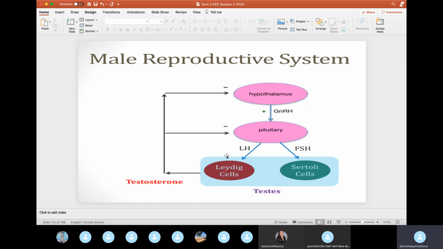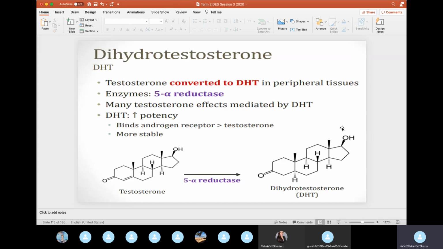When the downstream products are increased, it always produces a negative feedback to the hypothalamus and to the pituitary. To what? To decrease the release of your releasing hormone, right? From the hypothalamus and the hormones from your pituitary. Always. Negative, think about negative feedback.